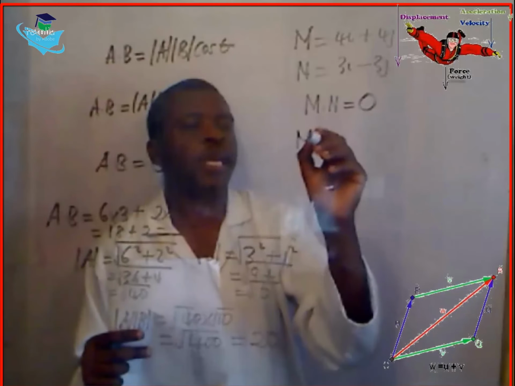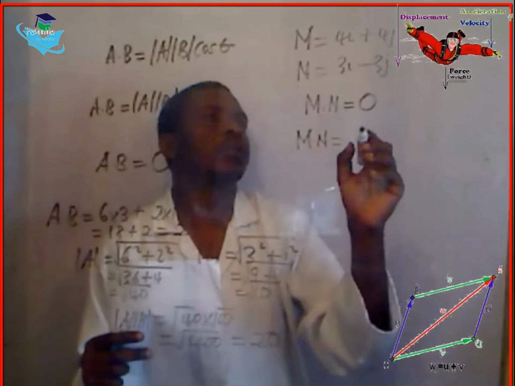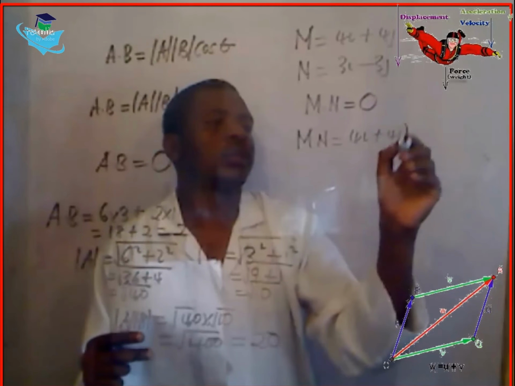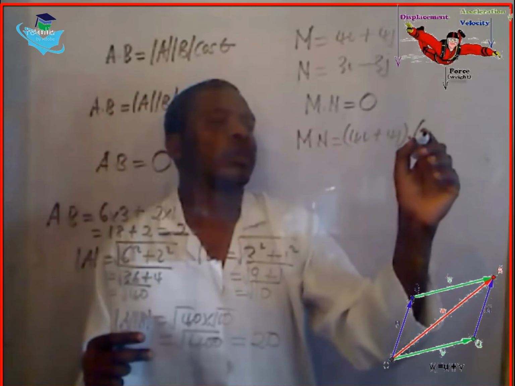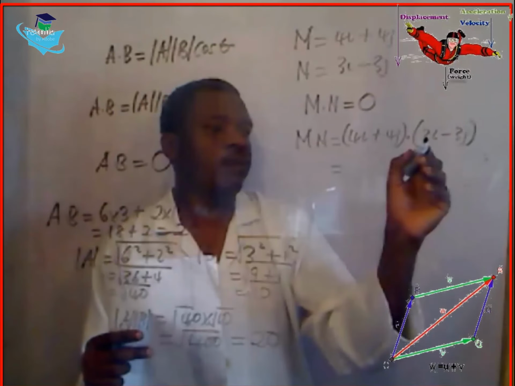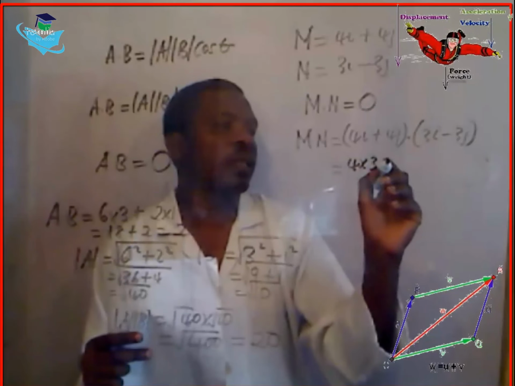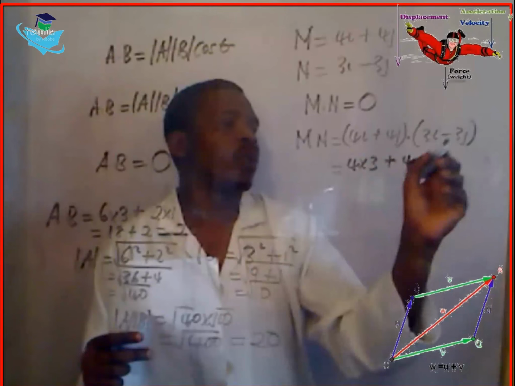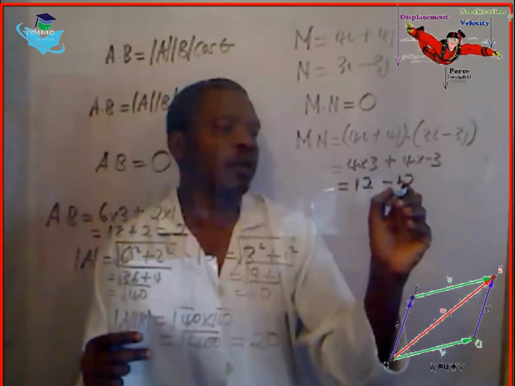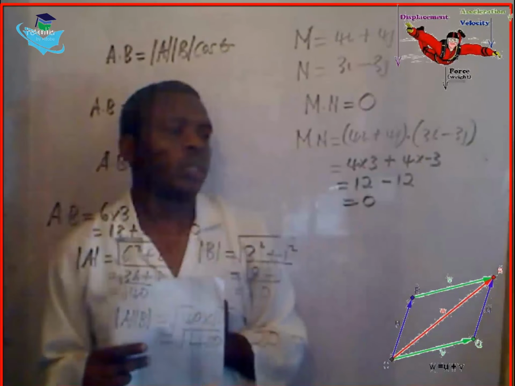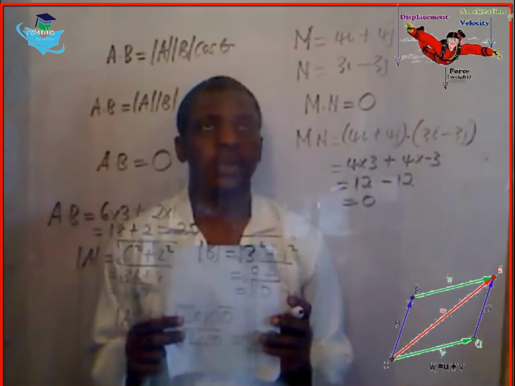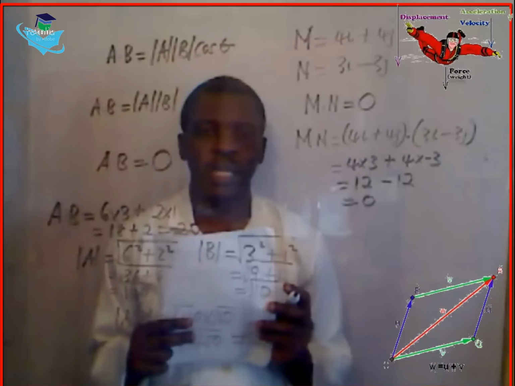What is m dot n? This will be 4i plus 4j dot product 3i minus 3j. This will give us 4 times 3 plus 4 times minus 3. This is 12 minus 12, which is equal to 0. We therefore conclude that these two vectors are perpendicular. That is, they intersect at 90 degrees.